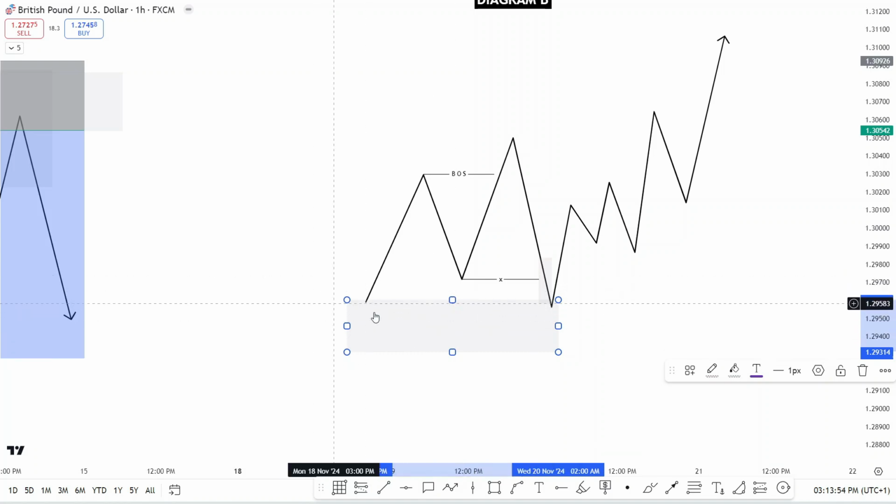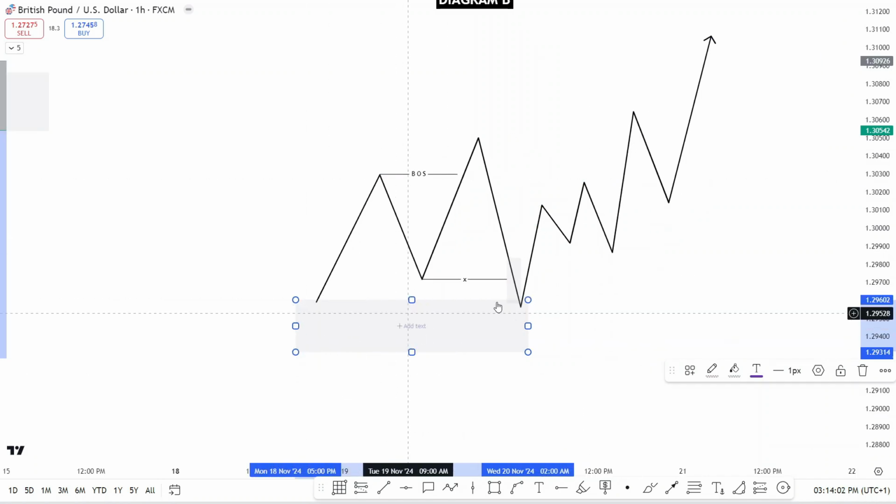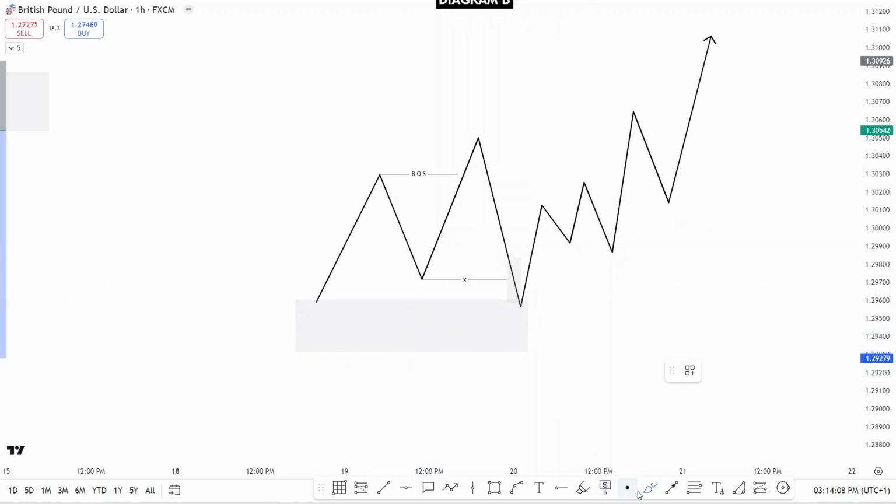Okay, so after we have identified a tag in price, which is very, very important. For this diagram B, it is very important when price closes below the inducement leg with the body, then we can start looking for all of that. Okay, so what we need to do next is identify the highs.